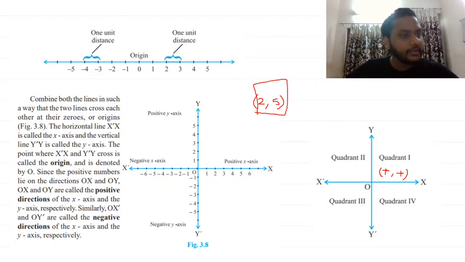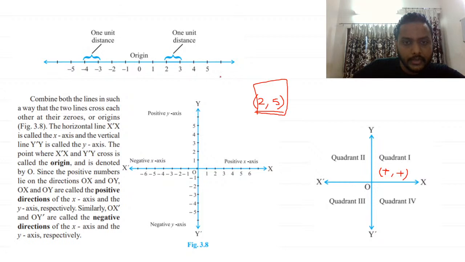Now, the question that comes to my mind is how can I plot a point inside this first quadrant? So now guys, everyone please focus on how to plot a point. I'm telling you how to plot a point, and then I'll be asking you some questions. So when I'm talking about plotting a point, the point (2,5) is here.